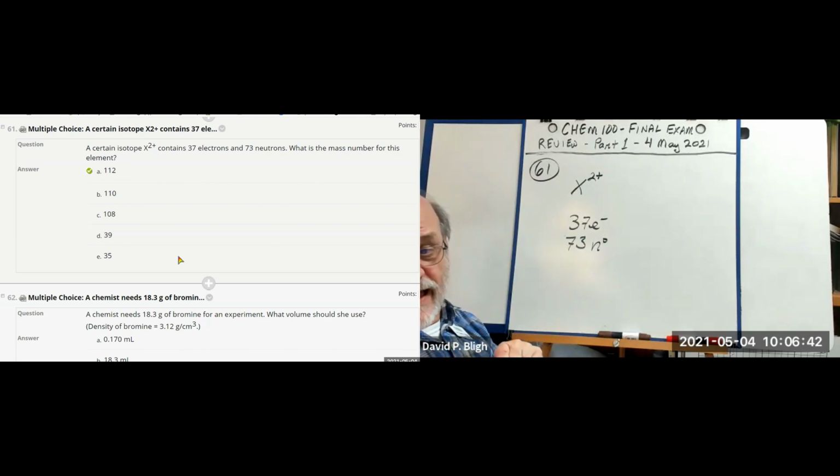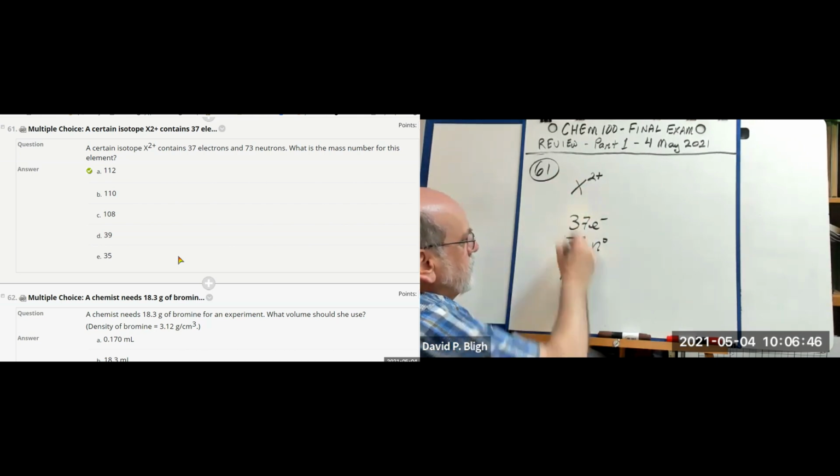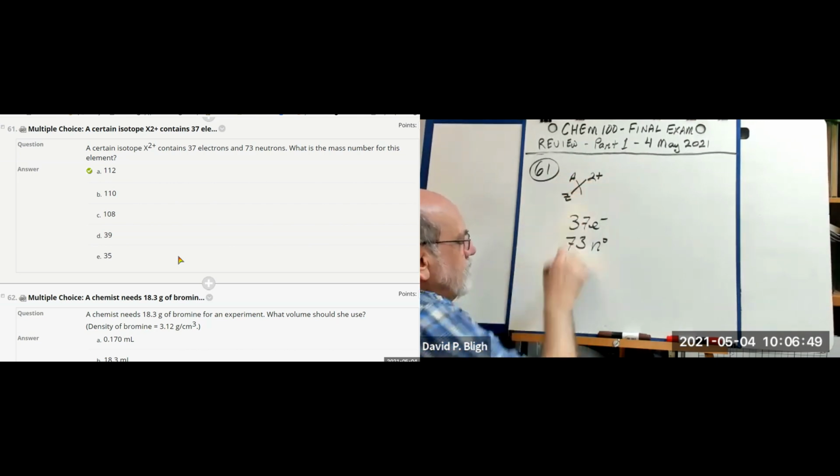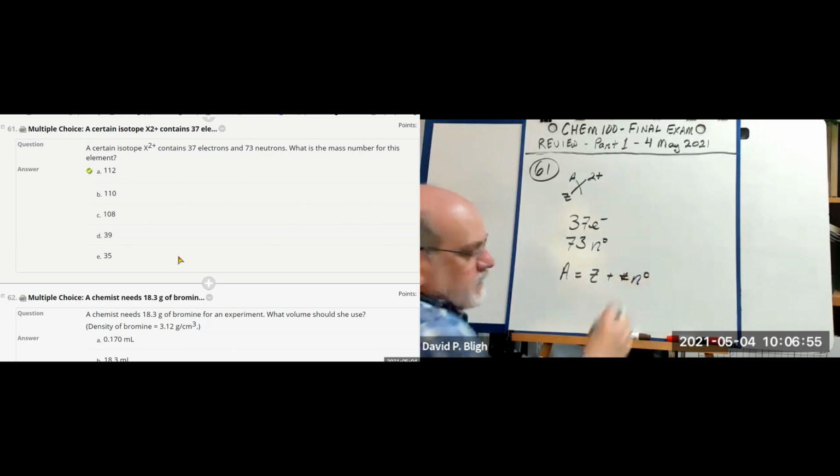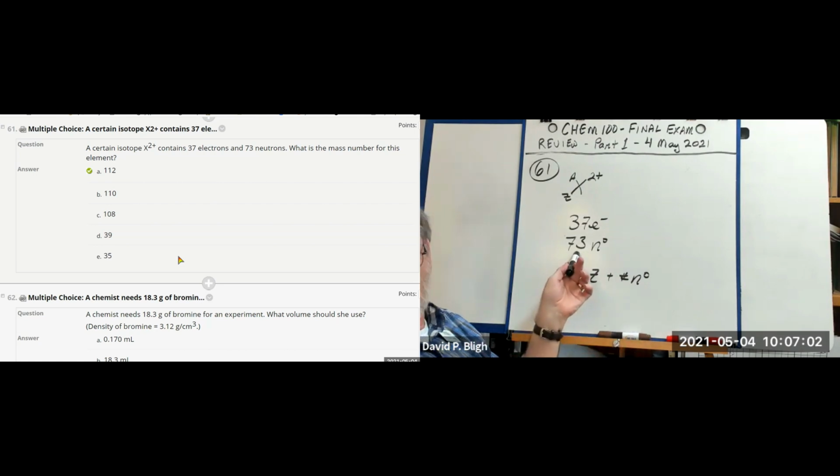So what do we need for the mass number? Well, the mass number designated A, right? This is A and this is Z. So A has to be Z plus the number of neutrons. All right, we got the number of neutrons, 73. What we need is the number of protons, the Z number.